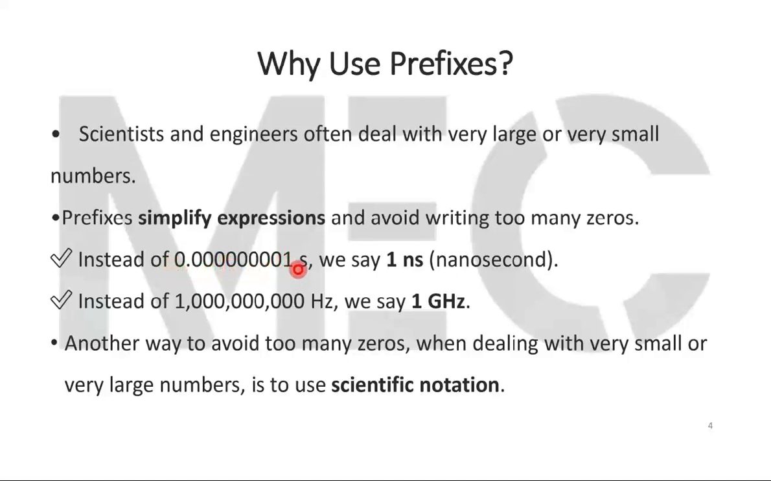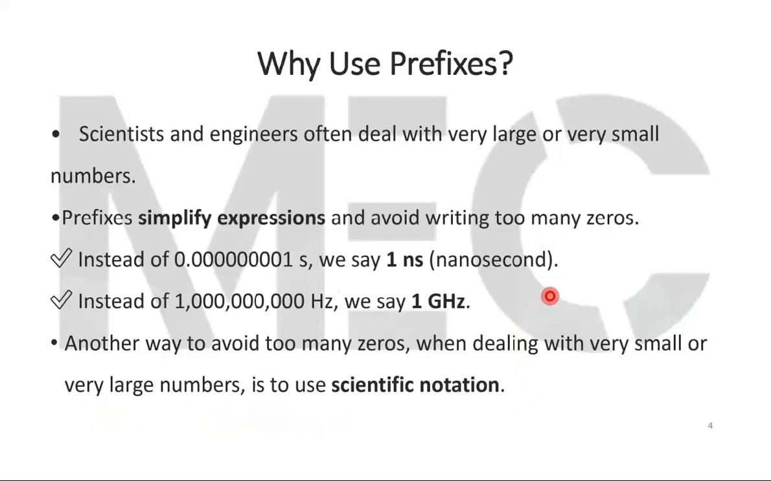So it is 1 times 10 to the negative 9. We can say it is 1 nanosecond. Instead of writing so many zeros, we can say 1 nanosecond. So it simplifies. Instead of writing 1 and 9 zeros at the right, hertz, we can say it is a gigahertz.